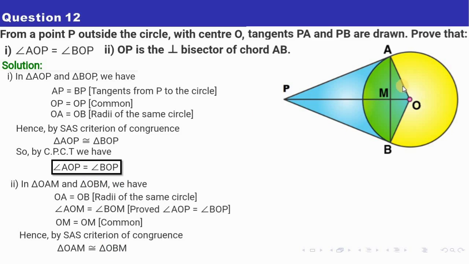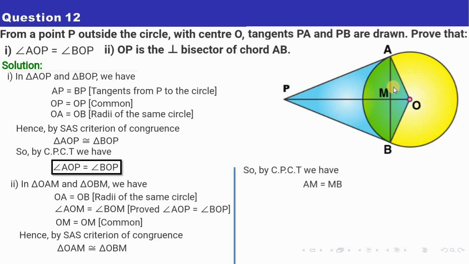If they are congruent, then again by CPCT we can say that AM and MB are equal. So AM is equal to MB. From here we see that OP has bisected AB, right? Bisected means AM and MB are equal. Now we have just shown the bisector part, we have not shown the perpendicular part. So let us see this as well.